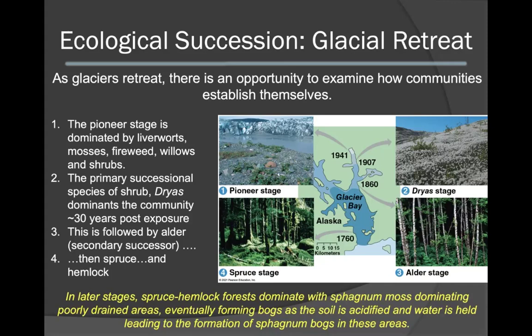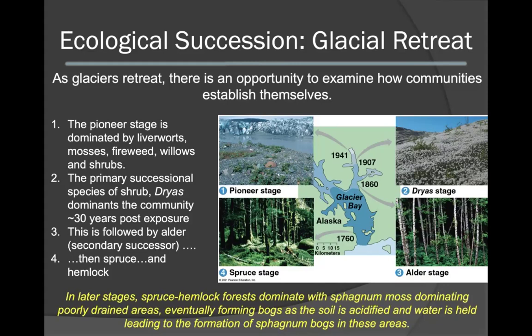During the early stage, the pioneer stage, this stage is dominated by ground-dwelling plants such as liverworts, mosses, fireweed, willows, and shrubs. These pioneer plants are integral in allowing for the rest of the successional patterns to occur. This is because they typically change the environment and make nitrogen more available for different species.